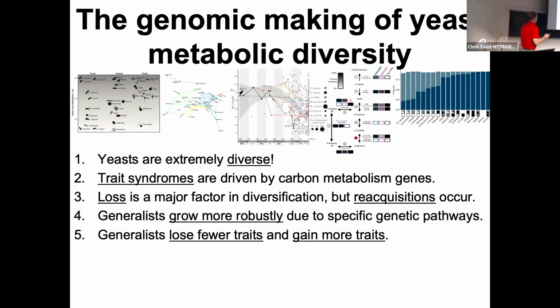I showed you that this difference between generalists and specialists is because generalists are losing fewer traits and even in some cases gaining more traits. And as I promised at the beginning, it's always the genes. Generalists have more genes because that's what is doing the action.